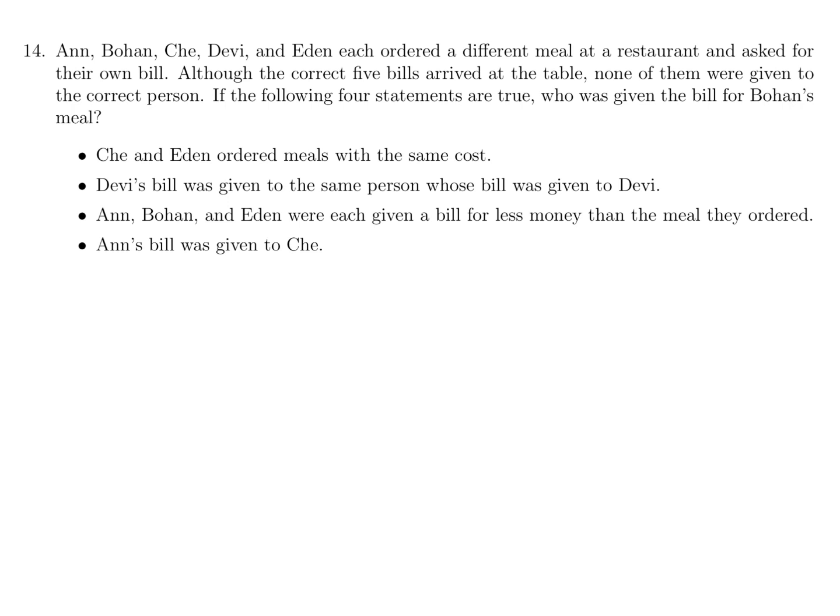Shay and Eden ordered meals with the same cost. Devi's bill was given to the same person whose bill was given to Devi. And Bohan and Eden were each given a bill for less money than the meal they ordered, and his bill was given to Shay. Let's experiment and see what happens.